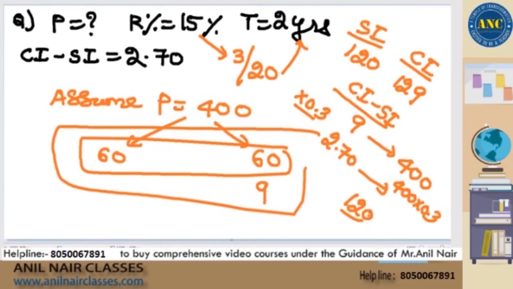P is how much? R is 15%. Time period is 2 years. 15% is 3 by 20. 20 for 2 years is 400. First year 15% of 400 is 60. Second year it is 60. There will be an interest 9. Total SI for 2 years is 120. CI for 2 years is 129. Difference is 9. 9 is when the principal is 400, but I want 2.7. I hope it is clear.